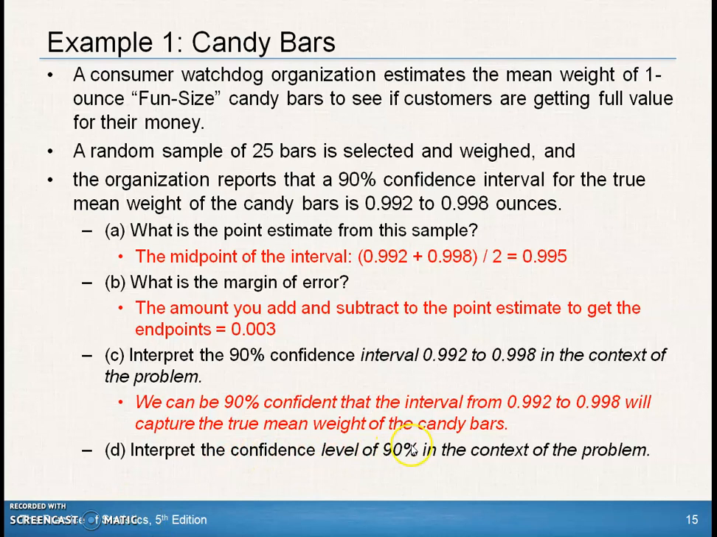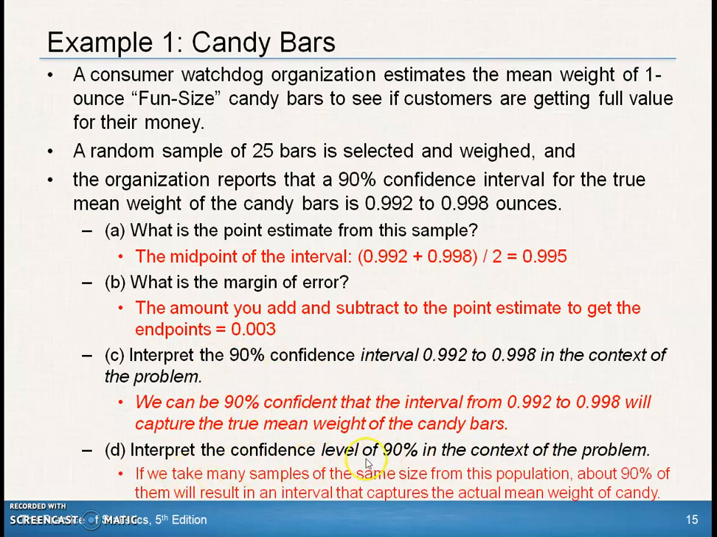Interpret the confidence level. Now this really is almost the same thing, it'll seem. It's sort of going backwards. If we take many samples of the same size from a population, from this particular population, about 90% of them will result in an interval that captures the actual mean weight of candy. Once again, a lot of times we just fill in the blanks. If we take many samples of the same size from this population, that's always the same, about, and then you fill in the percent of them will result in an interval that captures the actual, could be mean or proportion, weight of the candy.